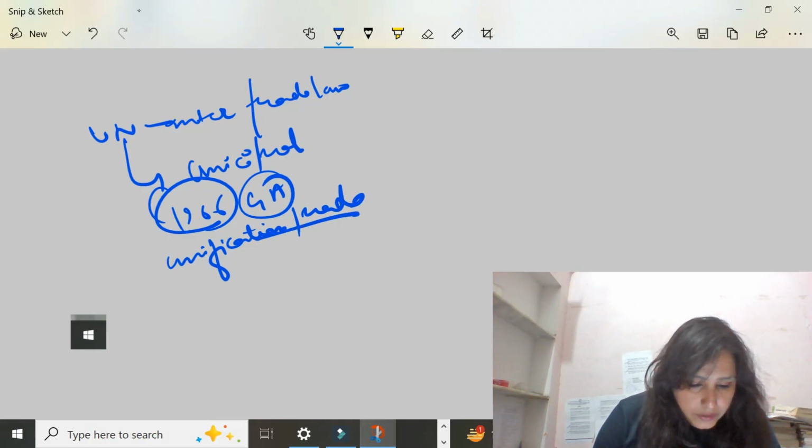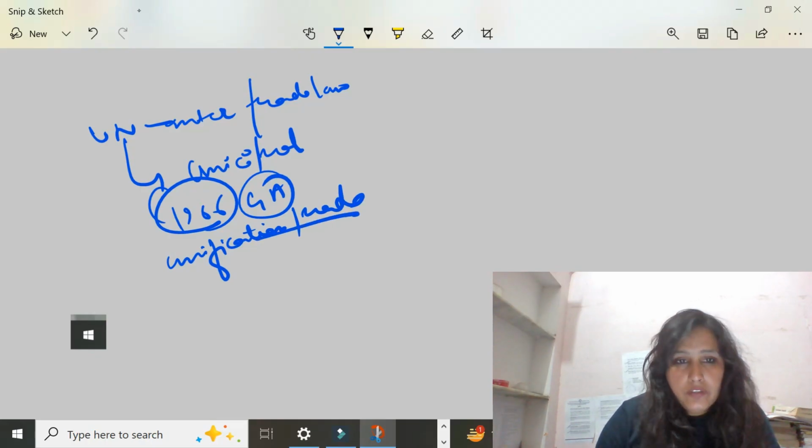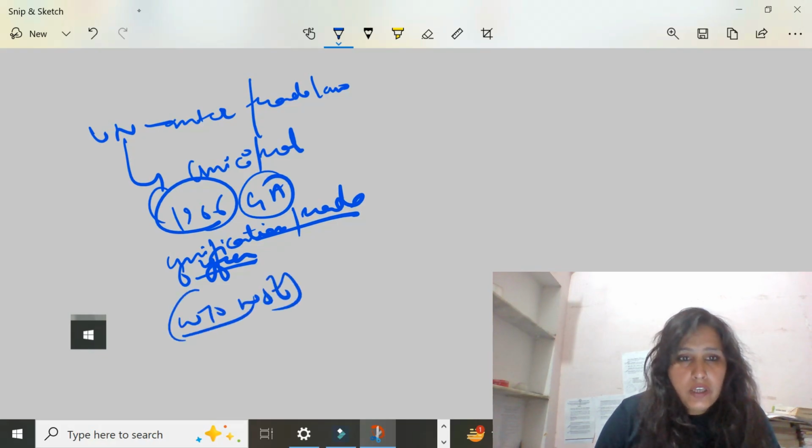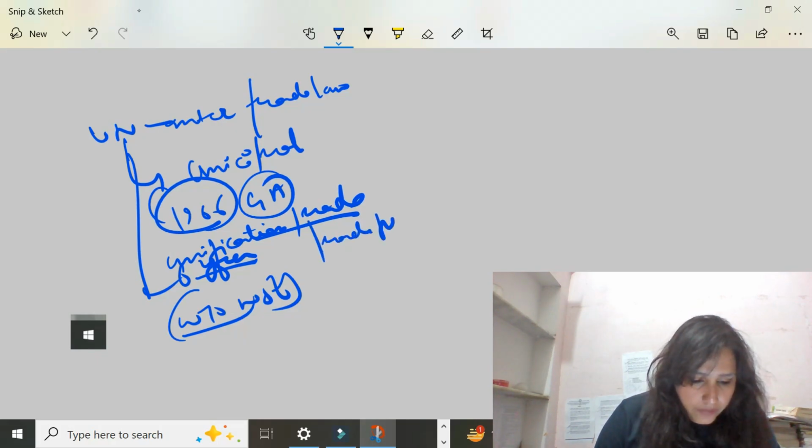UNCITRAL is a body of the General Assembly, with a mandate for the further harmonization and unification of international trade. So its work is the unification of international trade. Seventy member states are elected, and the elected term is 6 years.